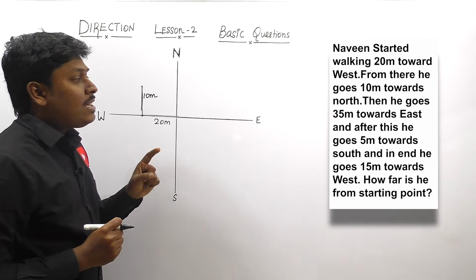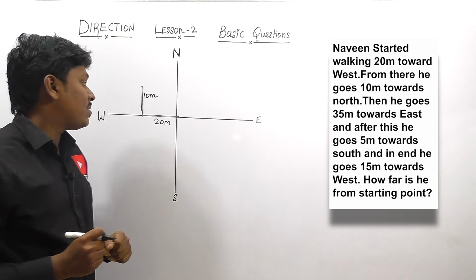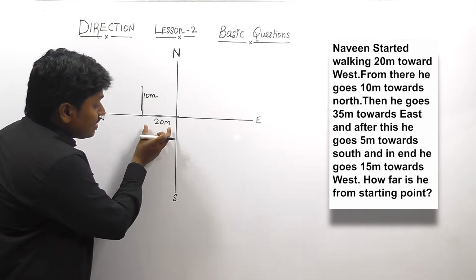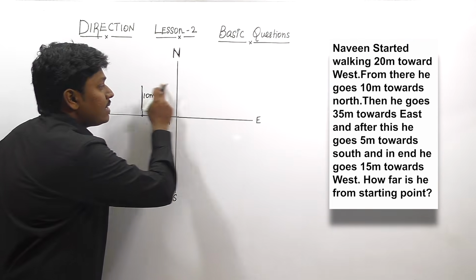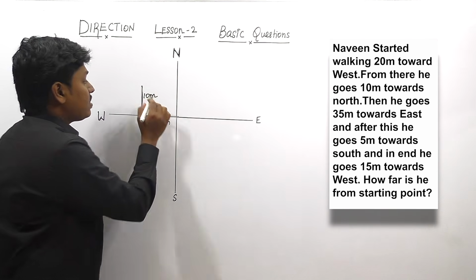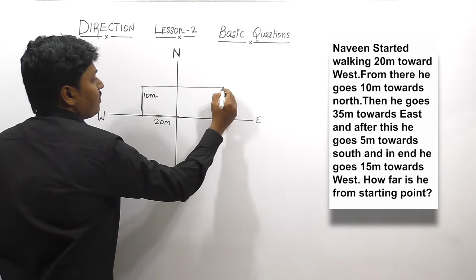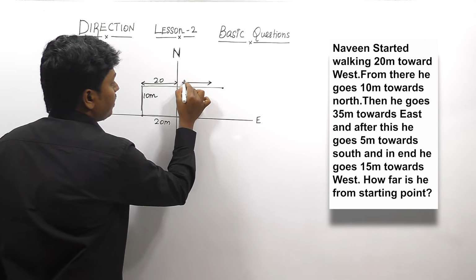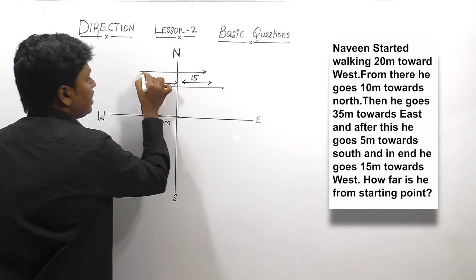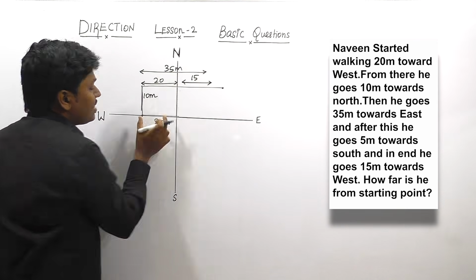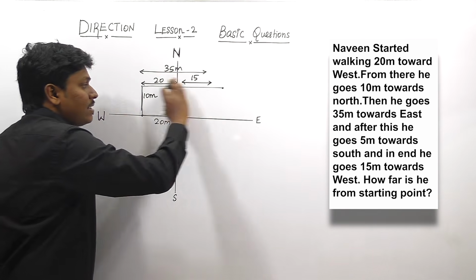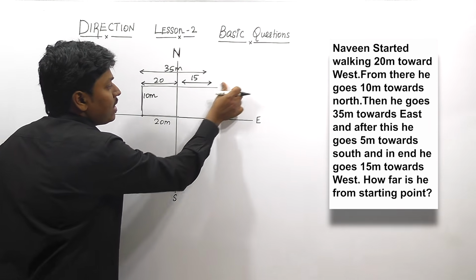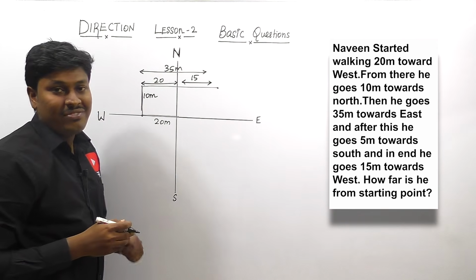Next point. Then he goes 35 meter towards east. So friends, listen carefully. Towards east he is walking 35 meters. This is 20 meters. From here he is turning towards east and walking 35 meters. So I can surely say that this will be 35. Why? Because this will be 20 and this will be 15. So he will totally cover 35 meters. Friends, got the logic? From here he is turning towards east and covering 35 meters, so this will be 20 and this will be 15.